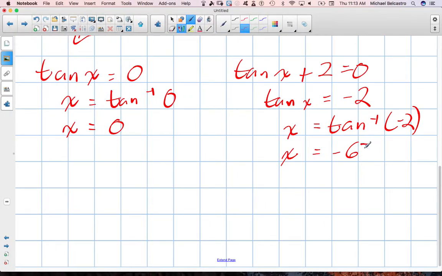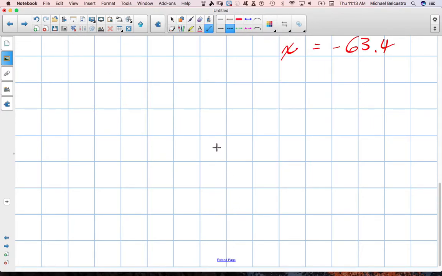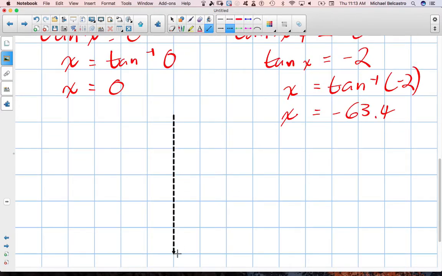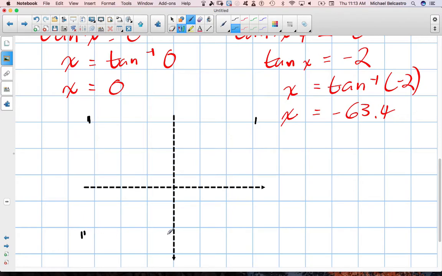Okay, 63.4. So let's bring out our CAST system here and our 4 quadrants. So here's our Cartesian plane, and we have quadrants 1, 2, 3, and 4. And if you recall the CAST system, it just lets you know which operations are positive in which quadrant. I'm going to move these over. C-A-S-T. Great.